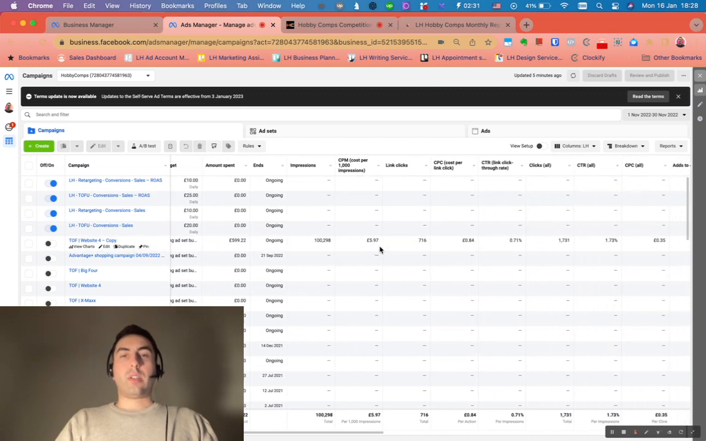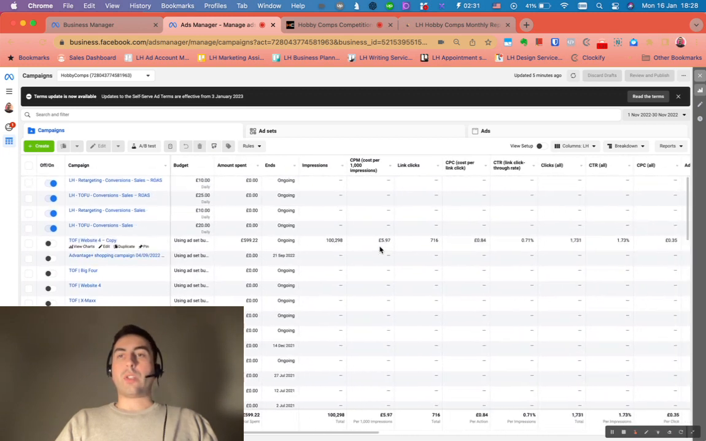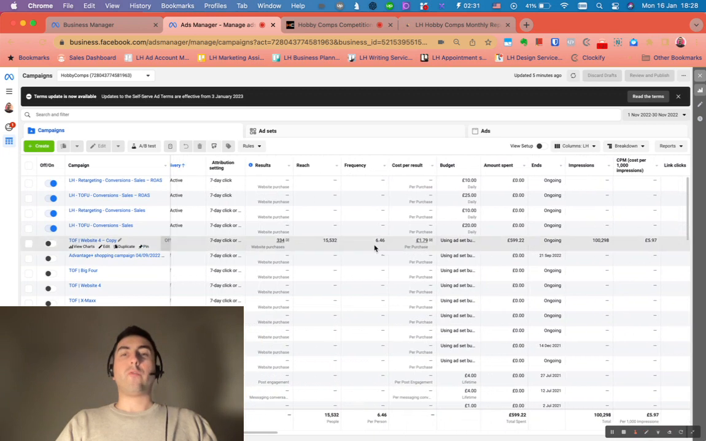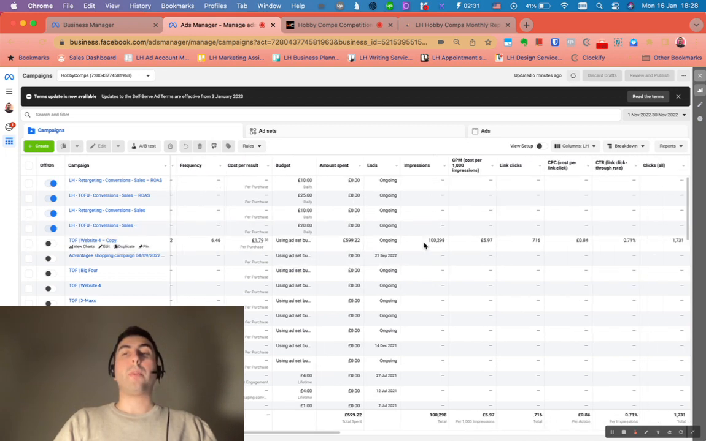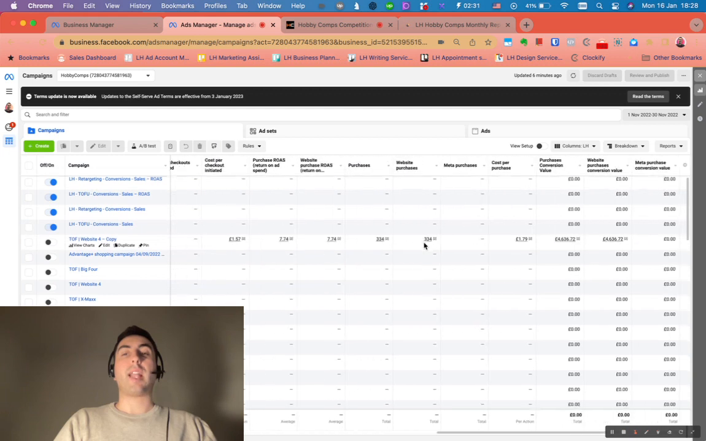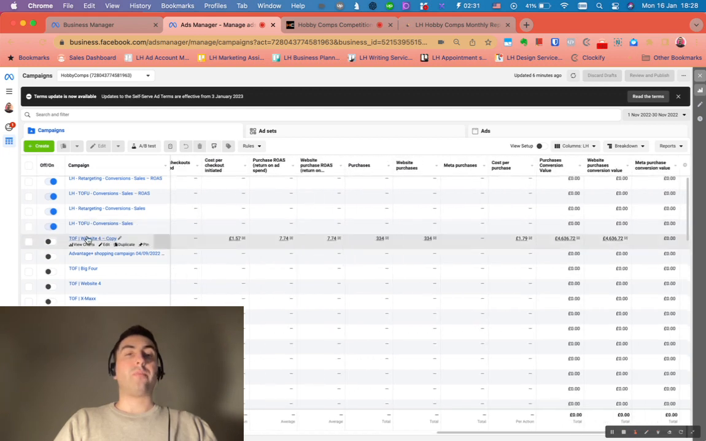And now let's take a look as well. I always want to look at the frequency too. Now frequency is 6.4, which is really quite high. So that tells me that I don't think we could scale this particular campaign much further, and that's because the frequency is already quite high. So what I'd expect is that if we continue spending ad spend on this campaign, we'll probably see the cost per purchase go up, and we'll probably see the return on ad spend go down.